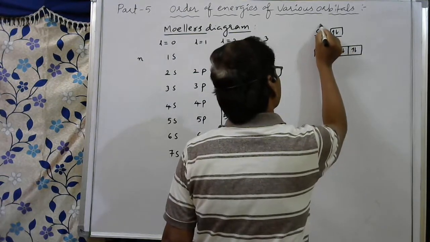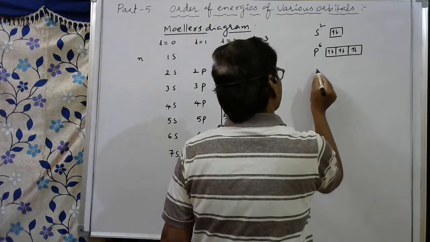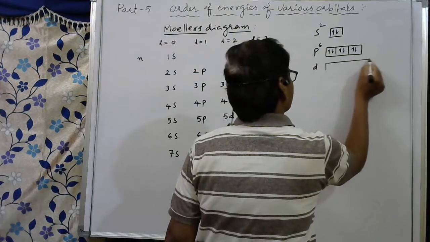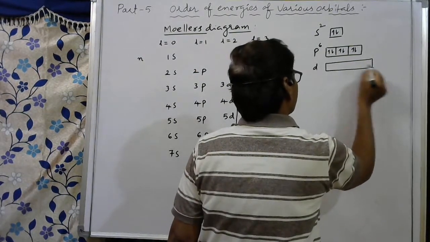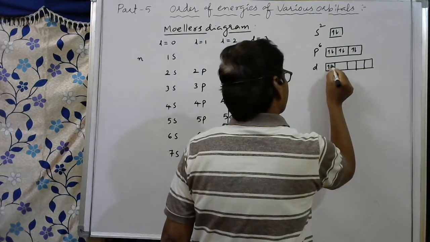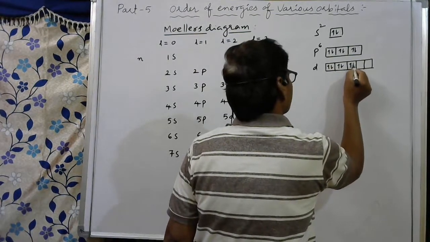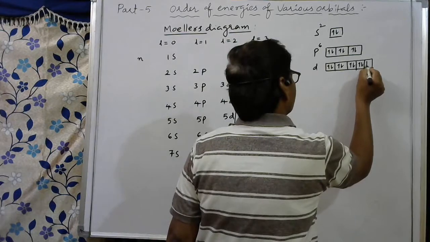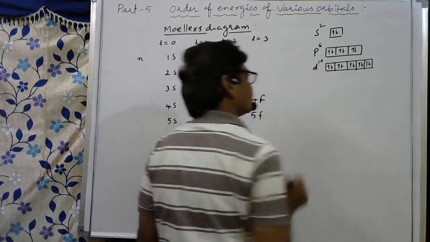So s maximum is 2, p maximum is 6. D maximum, in this we have 5 suborbitals like this. Each orbital can accommodate 2 electrons with opposite spin. Therefore, here the maximum number of electrons is 10.